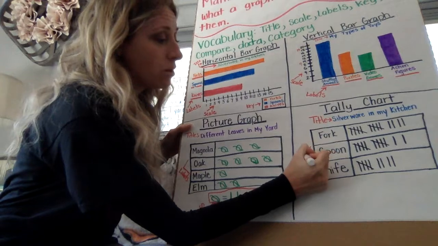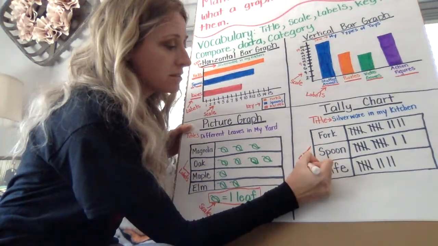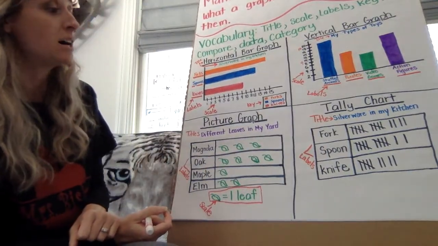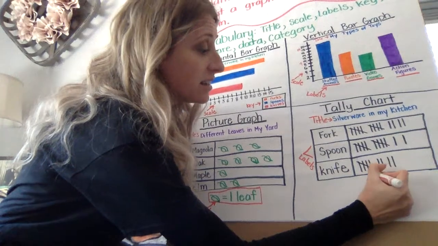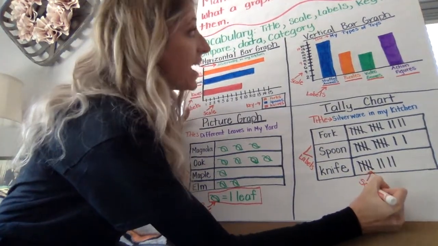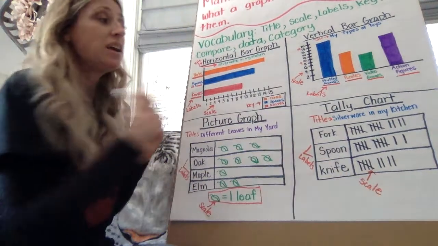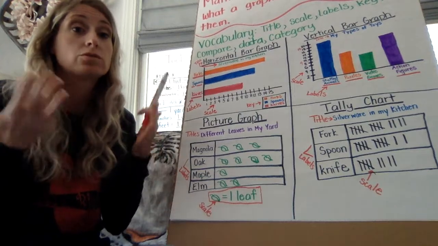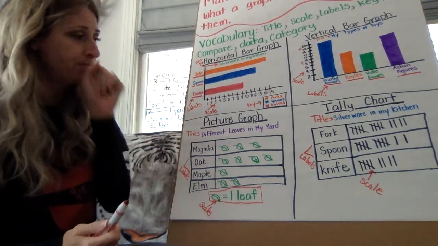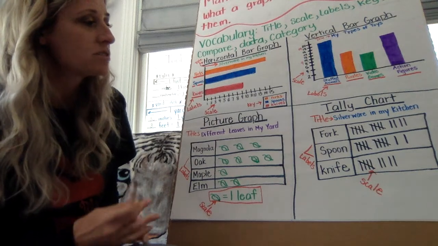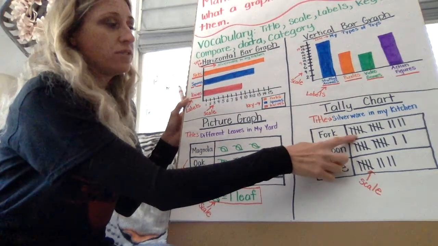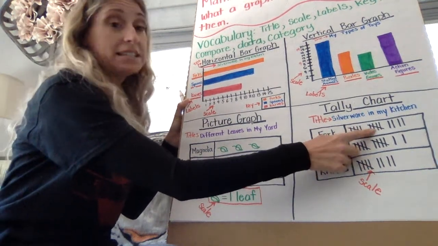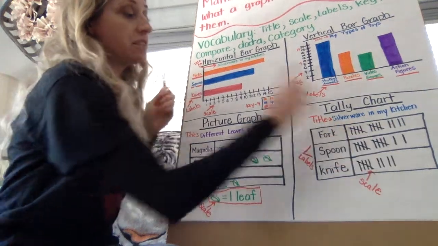So here we go. We have our labels, which represent our categories that we're comparing. The scale is the tally marks. That is our scale. And we don't have a key for this one. So if there's no key, we know that they're each worth 1. If we look at this, this represents 5: 1, 2, 3, 4, 5. So 5, 10, 11, 12, 13, 14.